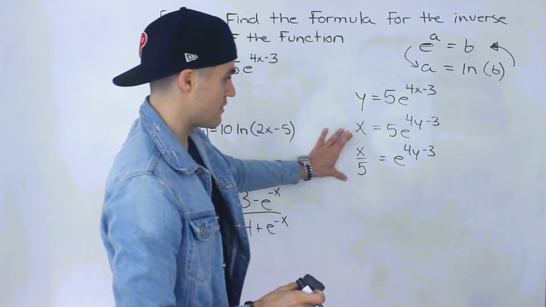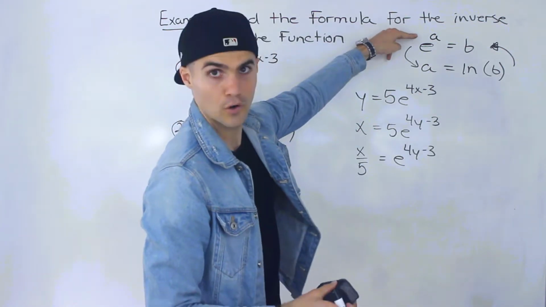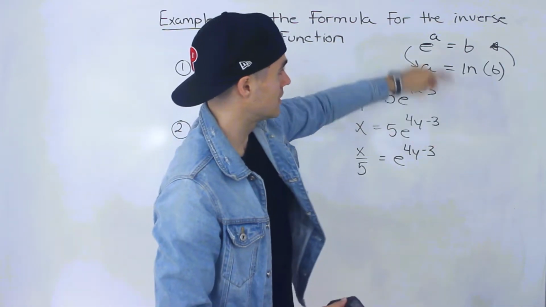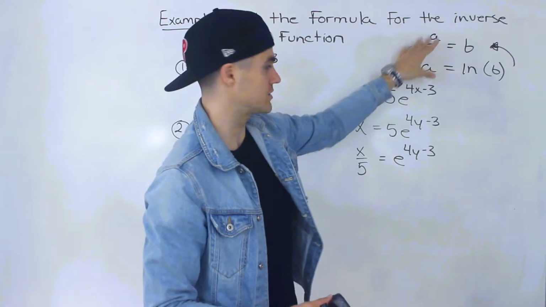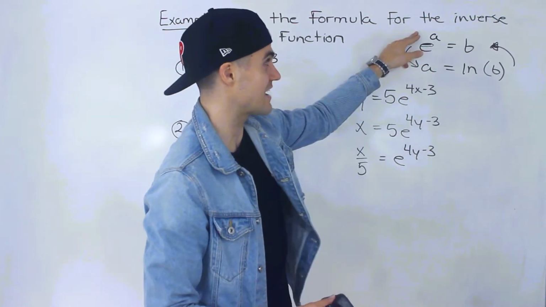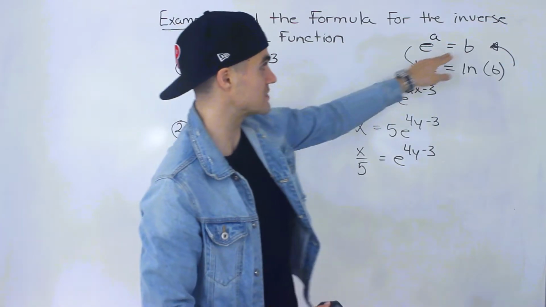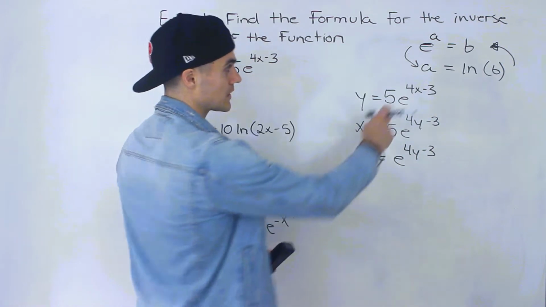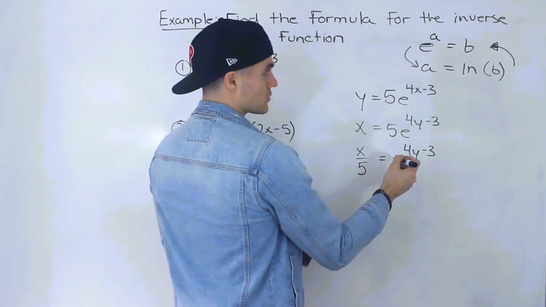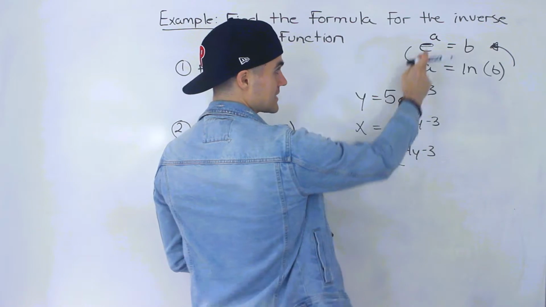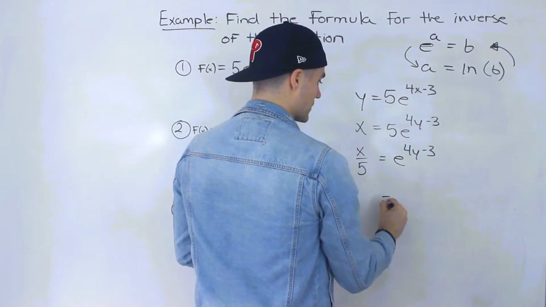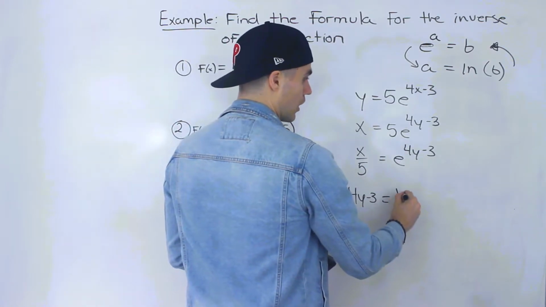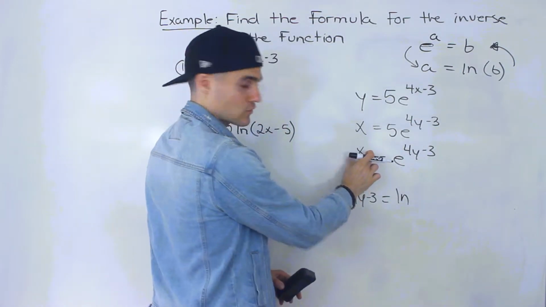And now notice that this is in this format. So we have e to the power of an expression. Pretend this a is like a whole expression. So this 4y minus 3 is like this a value, and this x over 5 is like this whole b value. And we're trying to isolate for this, so we can use this law here. So basically if 4y minus 3 is this a value, then that means that 4y minus 3 is equal to ln of that b, which was this x over 5.